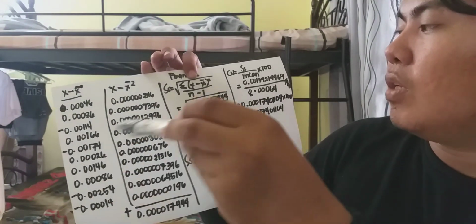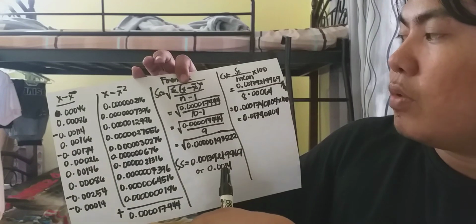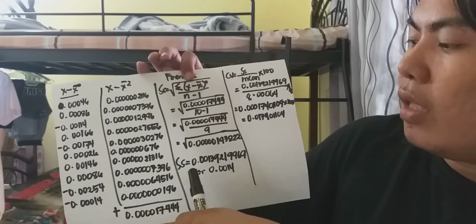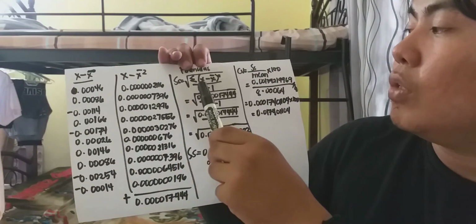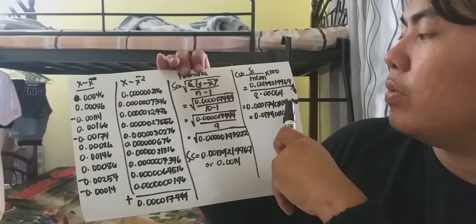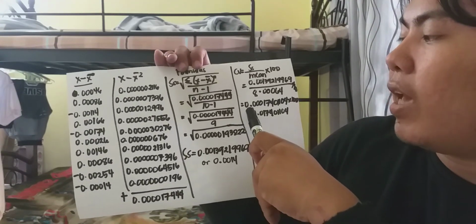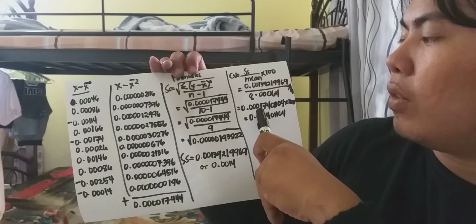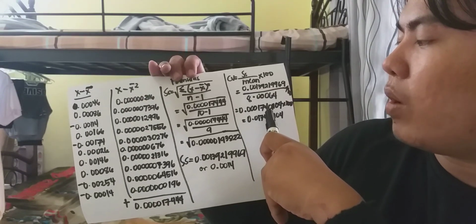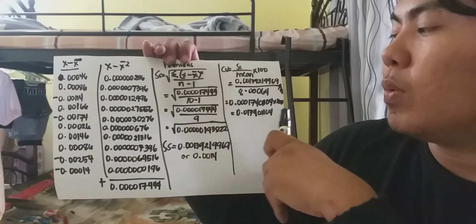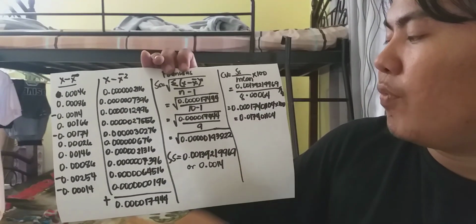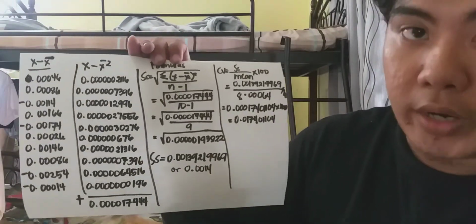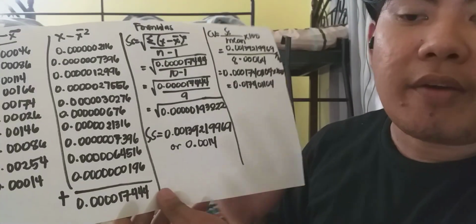So, our standard deviation is 0.00139219969, which we solved earlier. Over 8.00064 times 100, we get the result of 0.0174011 04. So, you already have your relative standard deviation.